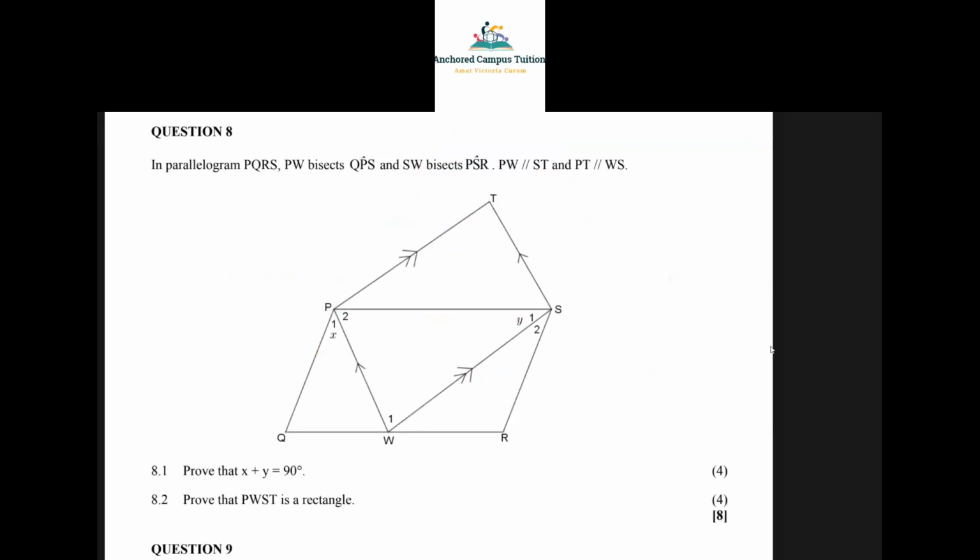All right. In parallelogram PQRS. Just like the previous question, some things are not marked in the diagram. In this case, PQRS being a parallelogram means that PQ is parallel to RS, and QR is parallel to PS.